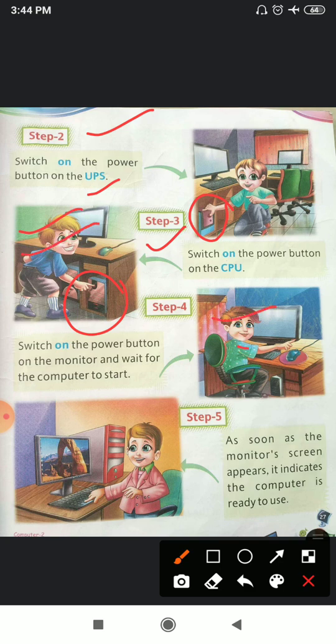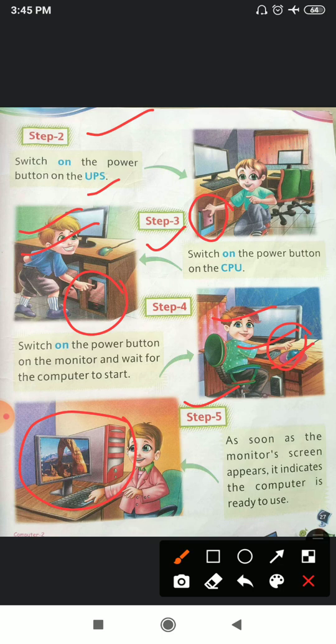Now step 4, what you have to do, student, you have to switch on the power button on the monitor and wait for the computer to start. Here, as you can see, this boy is just switching on the power button on the monitor, and you just need to wait for 1 or 2 seconds, right? Now step 5, as soon as the monitor screen appears, it indicates the computer is ready to use. So when you switch on this power button, after 1 or 2 seconds this monitor screen will appear. Now you are all ready to use the computer.